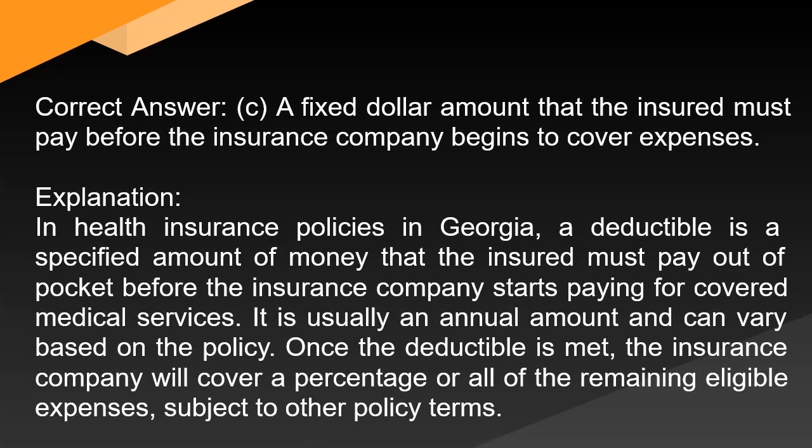Correct answer. C. A fixed dollar amount that the insured must pay before the insurance company begins to cover expenses. Explanation. In health insurance policies in Georgia, a deductible is a specified amount of money that the insured must pay out of pocket before the insurance company starts paying for covered medical services. It is usually an annual amount and can vary based on the policy. Once the deductible is met, the insurance company will cover a percentage or all of the remaining eligible expenses, subject to other policy terms.